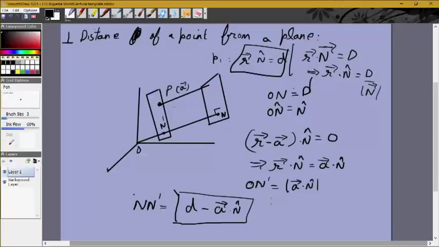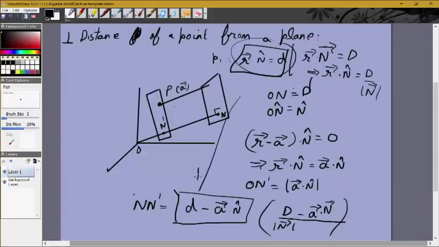And in that case, the answer will simply be D by mod n minus A dot n cap, and n cap once again will be n by mod n. So D minus A dot n, all by mod n. So if it is given in this form, this is the answer. If it is given in the other form, then that is the answer.